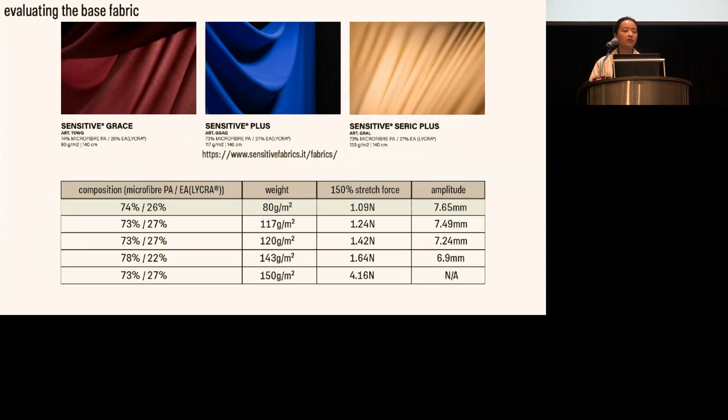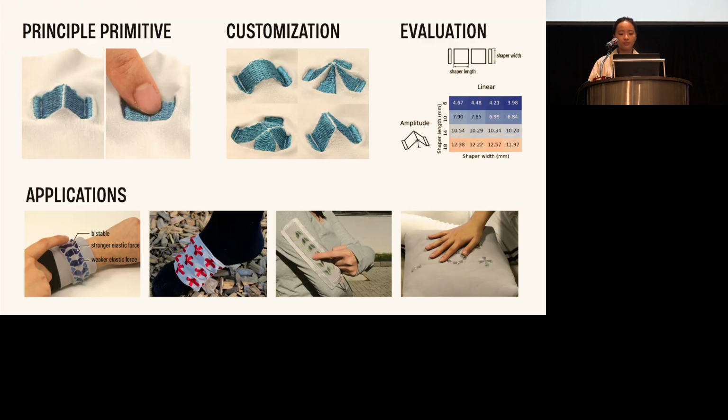Embrogami does have some requirements on the base fabrics, and not all fabrics can be applied. So to help users select the right base fabric, ideally also locally, we evaluated different fabrics based on their weight, stretch force, and the amplitude of the formed mountain structures. Our results indicate that fabrics that are more lightweight and easier to stretch create more prominent mountain structures.